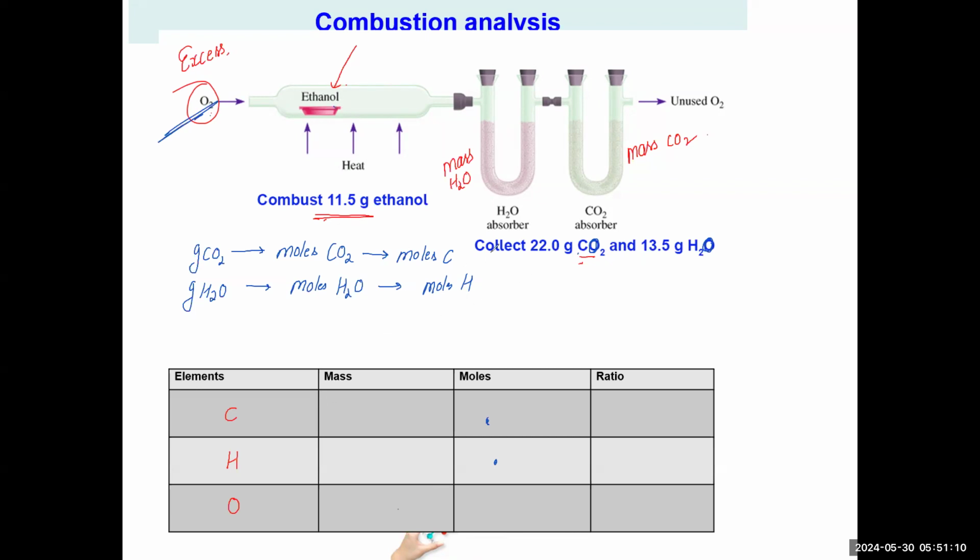So I'll convert my moles of carbon to grams of carbon, moles of hydrogen to grams of hydrogen. Then to know the grams of oxygen in ethanol, I will take the mass of ethanol, which is 11.5 grams, minus the grams of carbon which I calculated here, plus grams of hydrogen. So plug in the grams of carbon here, grams of hydrogen here, and these two masses are subtracted from the total mass of the ethanol.